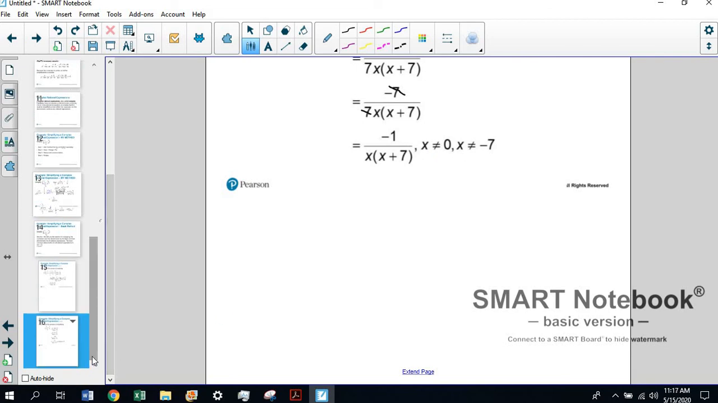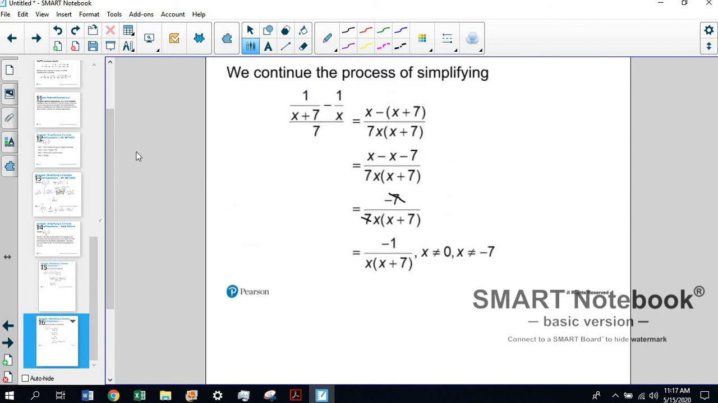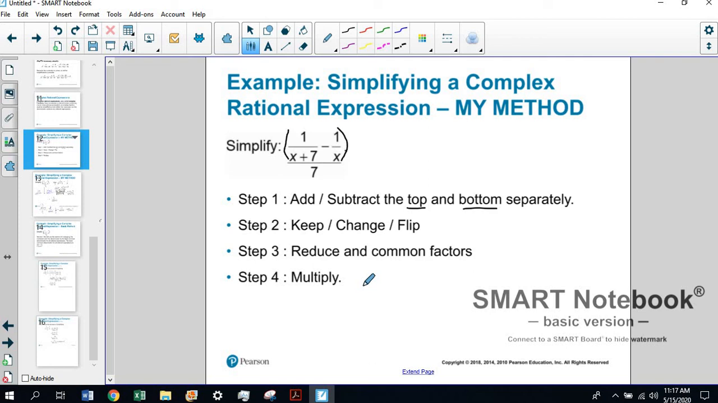That's great. The method's fine. But again, if you find yourself making silly mistakes, don't use that method. All right, go back and use my 4-step method. It will take a little longer, but it'll be worth it. Okay, hope that helps. See you later.